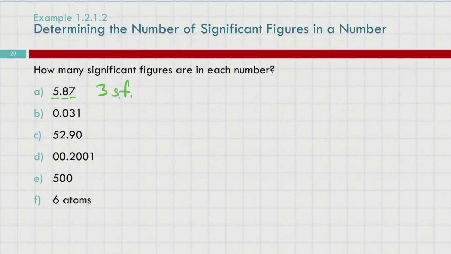In B, we have 2 non-zero numbers, and we've got leading zeros. Leading zeros are not significant. So this one has 2 significant figures.